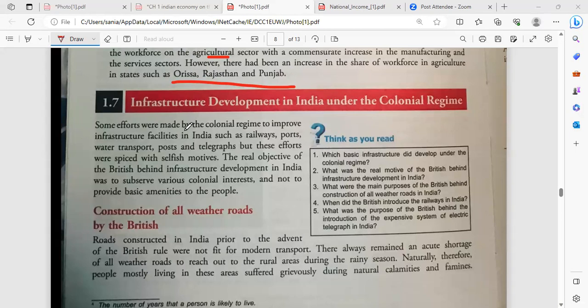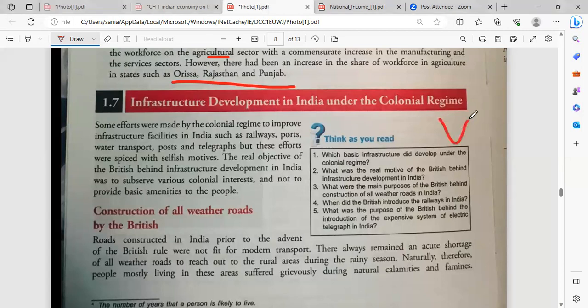Some efforts were made by the colonial regime to improve the infrastructure facilities in India, such as railways, ports, water transport, post and telegraph, but these efforts were spiced with selfish motive. Though they were introducing all this, their motive was hidden behind them. The real objective of the Britishers behind infrastructure development in India was to subserve various colonial interests and not to provide basic amenities to the people. The main motive was to serve their country, not India.